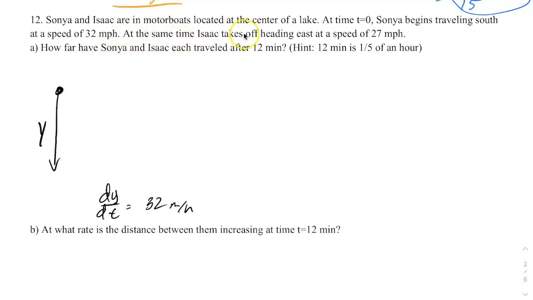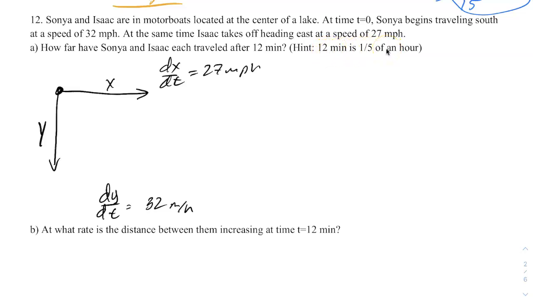At the same time, Isaac travels off heading east at a speed of 27 miles per hour. So he's going this way. That's my x. That'll be dx/dt equals 27 miles per hour. He's going east, so that's fine. The question is, how far have Sonia and Isaac each traveled in 12 minutes? So we want 12 minutes. The hint here is that 12 minutes is 1/5 of an hour.